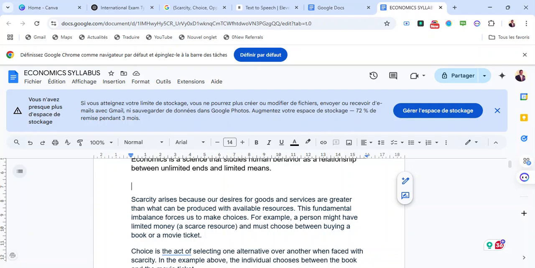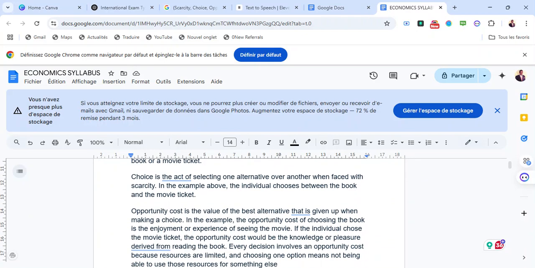For example, a person might have limited money, a scarce resource, and must choose between buying a book or a movie ticket. So you have limited money, you are scarce, so you have to choose between buying a book or a movie ticket. You will not go ahead and buy everything, no, because your resources are limited. You have to choose between those. So that is what scarcity is. So we have seen economics. We say economics is a social science that studies human behavior as a relationship between ends and scarce means that have limited resources. Now, what is choice?